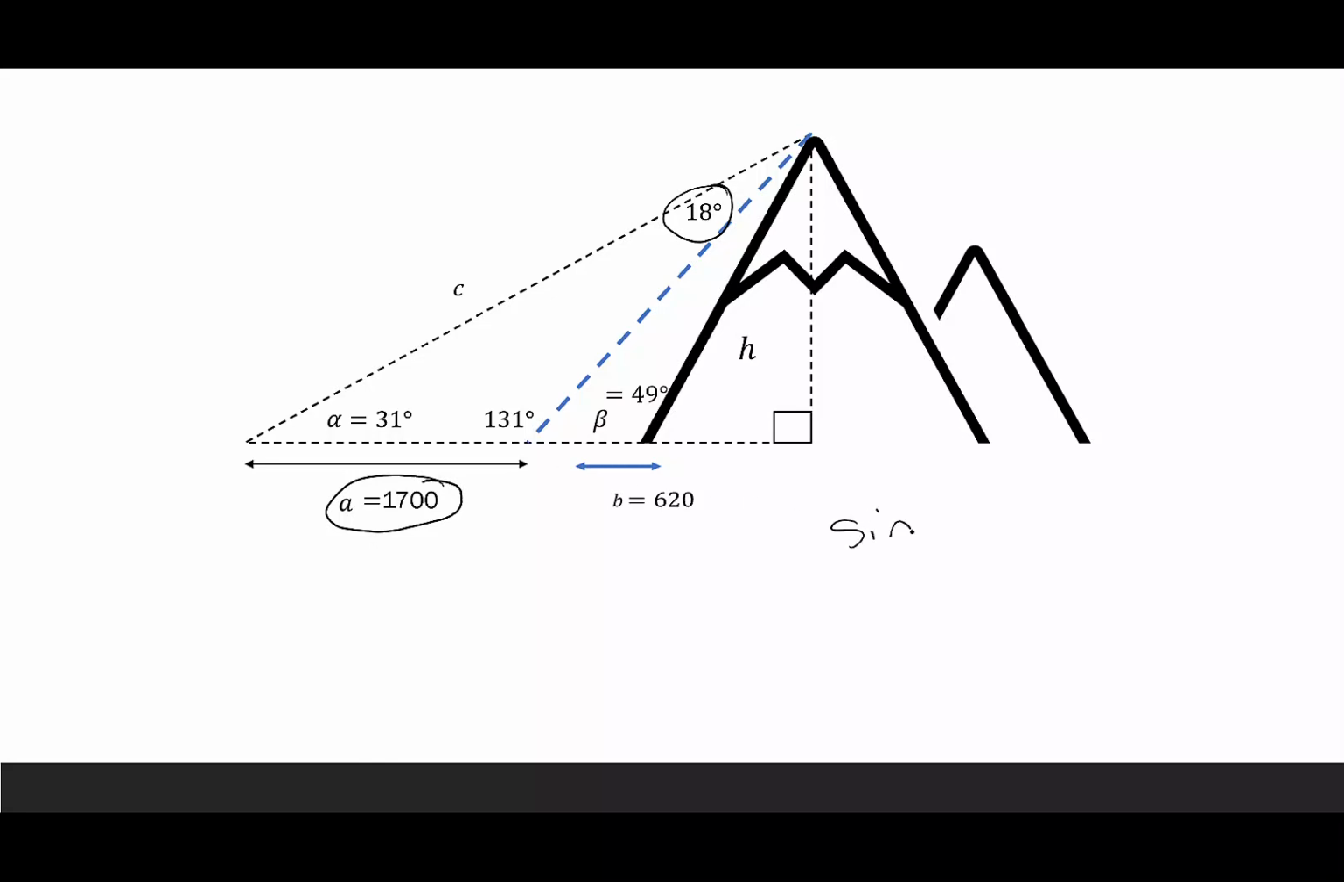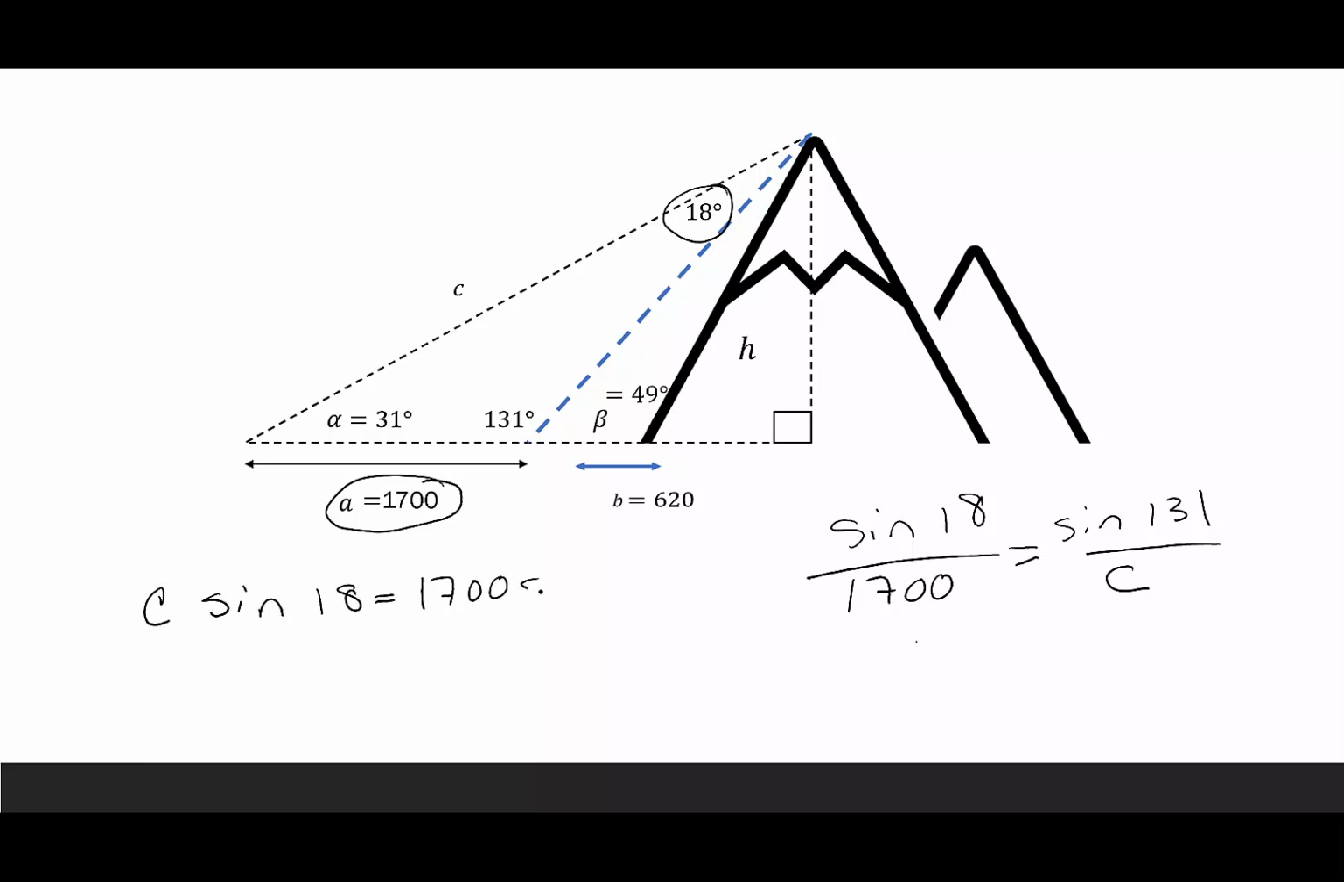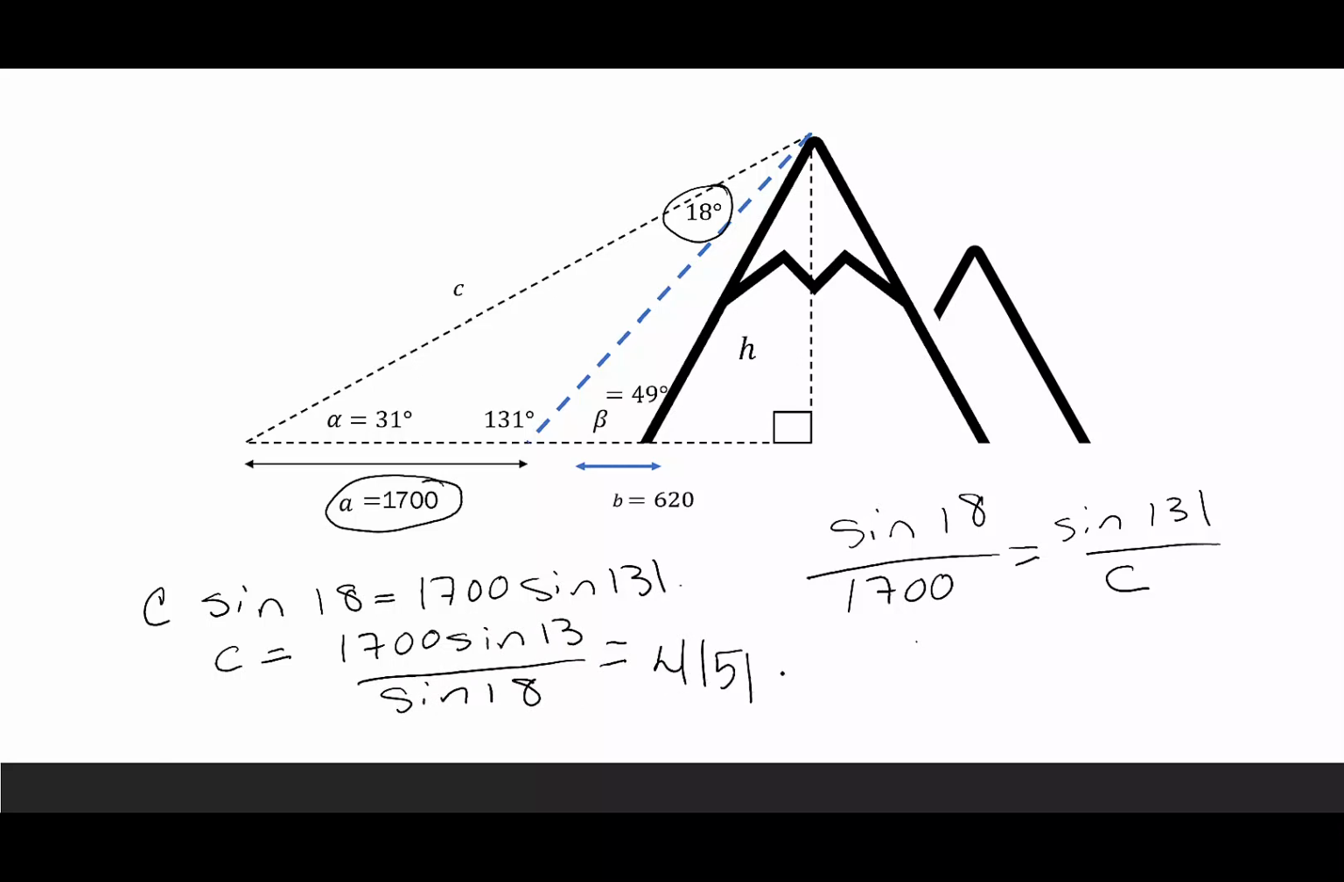Now we can write the sine of 18 over 1700 is equal to the sine of 131 over the corresponding side c. Cross multiplying, I have that c times the sine of 18 is equal to 1700 times the sine of 131. Dividing by the sine of 18, I have c is 1700 times the sine of 131 over the sine of 18. Putting that in my calculator, I got 4,151.8955, which I'm going to write as 4,151.9, and this is in kilometers.